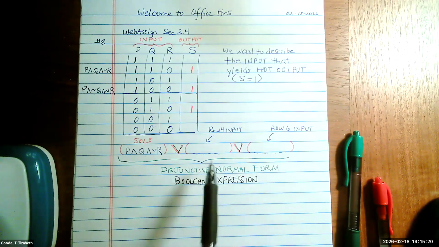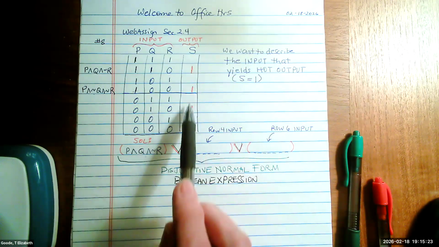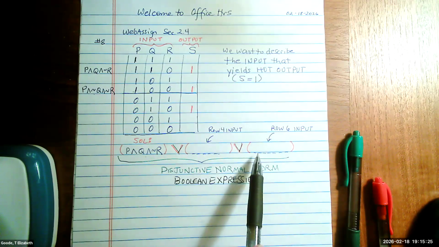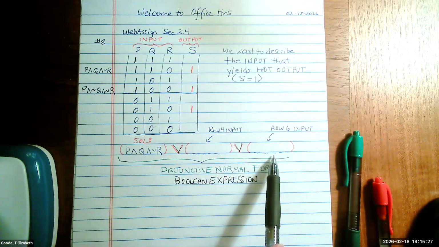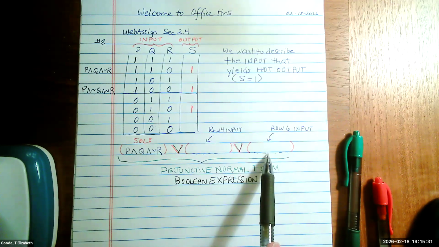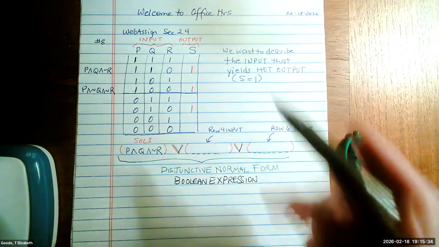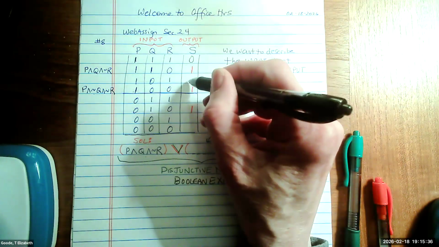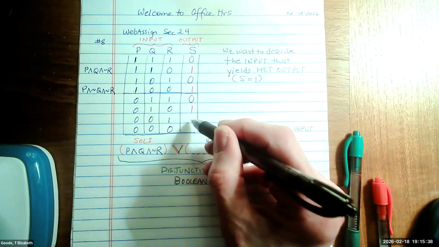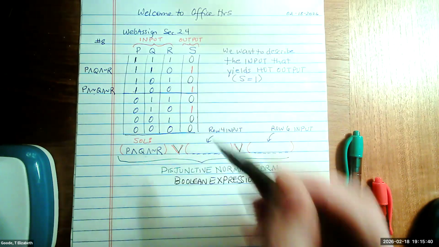It's useful because we can read it directly from the I/O table, or given a Boolean expression in disjunctive normal form, it's easy to create the I/O table. All of these values that don't have ones, of course, will have 0's.